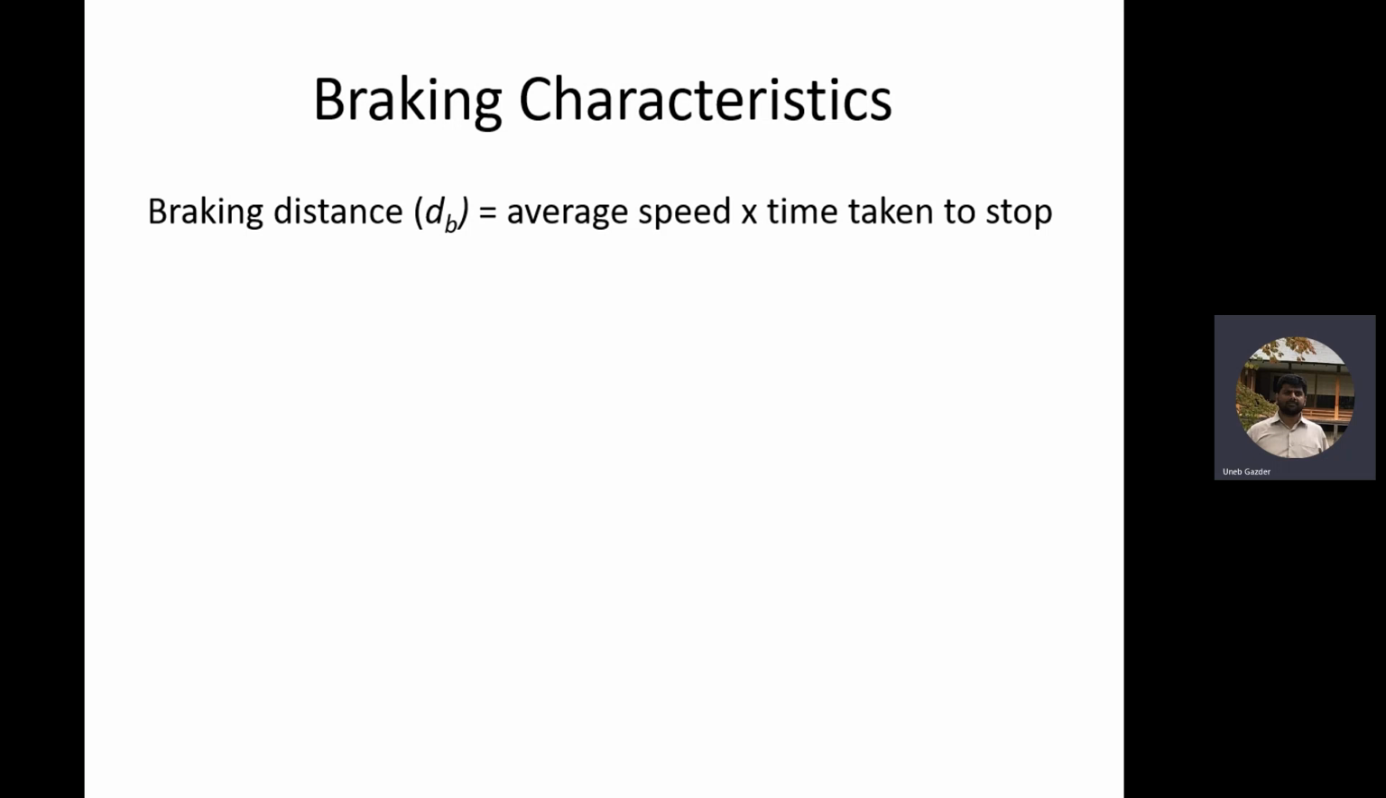Now, if you are stopping, then your final speed is 0. So the average of initial plus 0 over 2 will be initial over 2. Now, the time depends upon your deceleration rate, right?